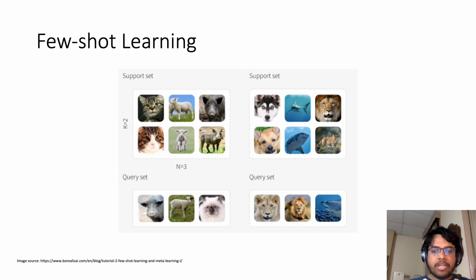In a typical few-shot learning task, there is a support set which contains a few examples per category, and there is a query set. The goal is to learn the categories from the support set and to evaluate on the query set. And this same evaluation is repeated multiple times to get an average few-shot learning accuracy.